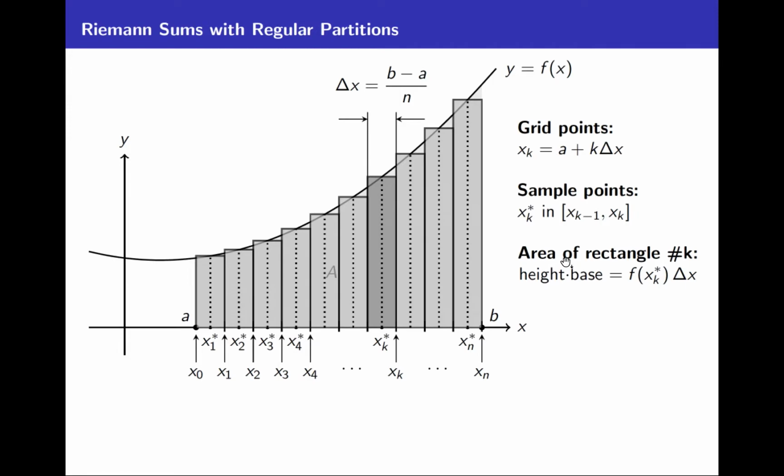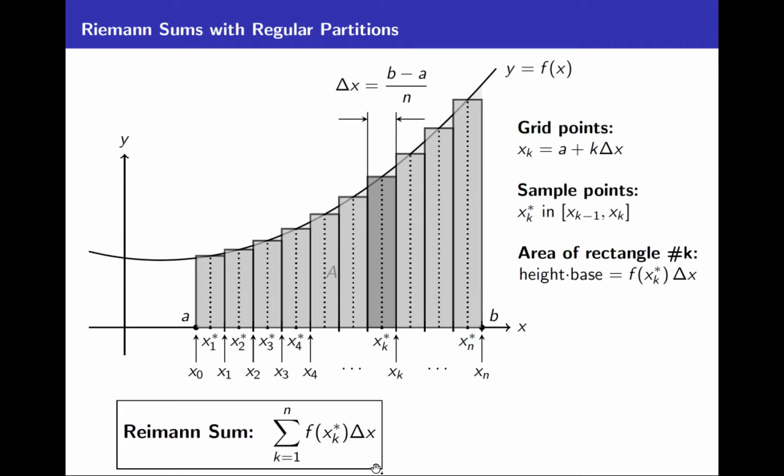So the area of these rectangles is easy to compute because the area of every rectangle is height times base. So if you look at just a generic rectangle like rectangle number k, its height is f of x sub k star, f of the sample point, times its base is delta x. So the area of any rectangle, or in particular rectangle number k, is height times base, which is f of x sub k star times delta x.